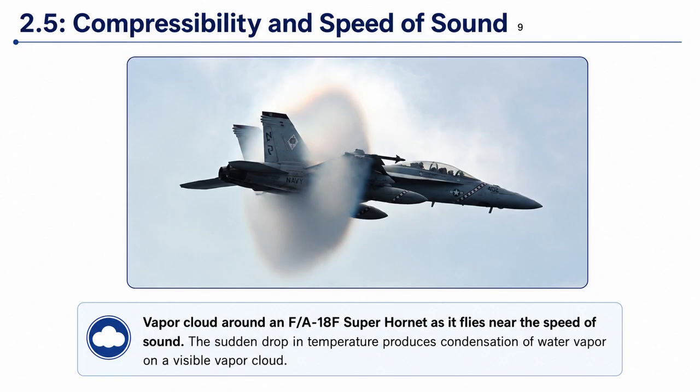Now consider an aircraft which is flying near the speed of sound. The visible cloud around the aircraft is caused by condensation of water vapor in the air. Around the aircraft, the pressure and temperature can drop suddenly. If the temperature drops enough, the water vapor condenses into tiny droplets, forming a visible cloud.